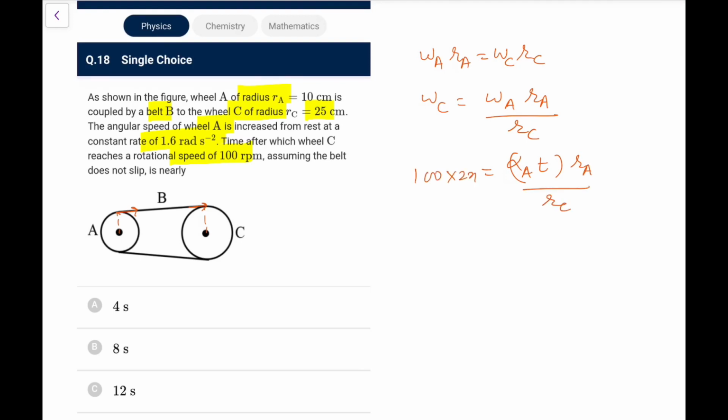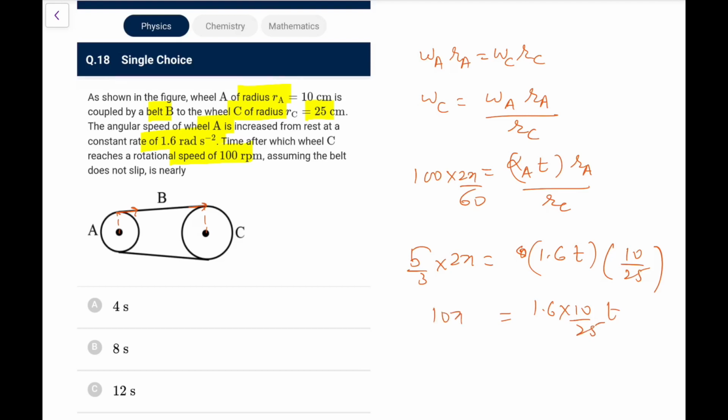RPM means 2 pi by 60, you know. So this becomes 5 by 3 into 2 pi. Alpha is 1.6, let me write it as 1.6 only, into T, and RA by RC is 10 by 25, that is 2 by 5. So 1.6 into 10 by 25 T is 10 pi by 3. So T comes out as 10 pi into 25. This is 16. 3 times 16 is 48.